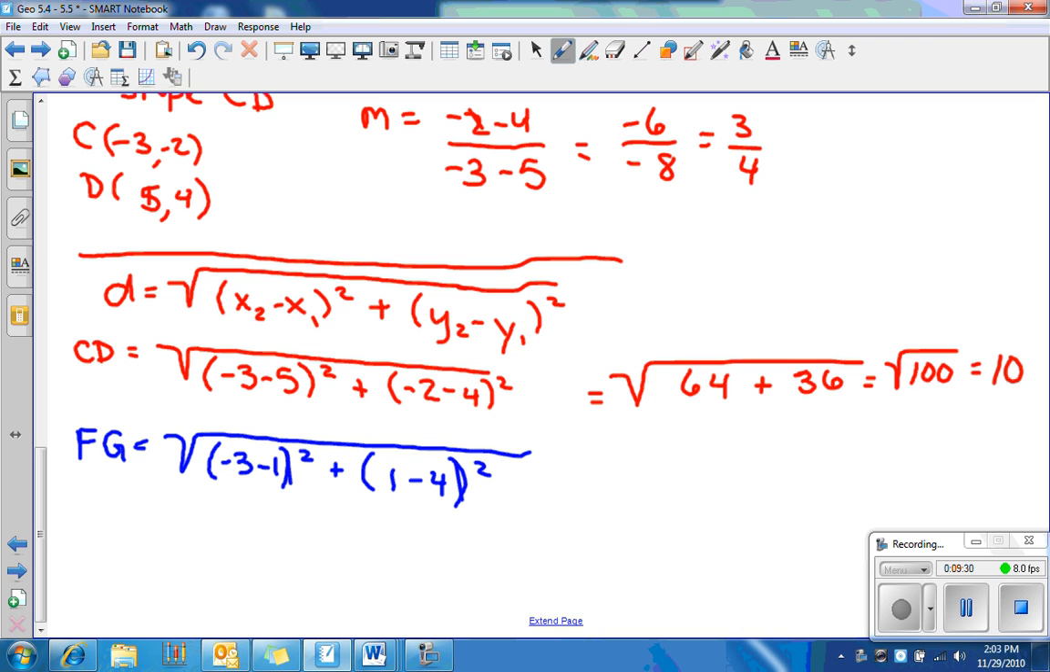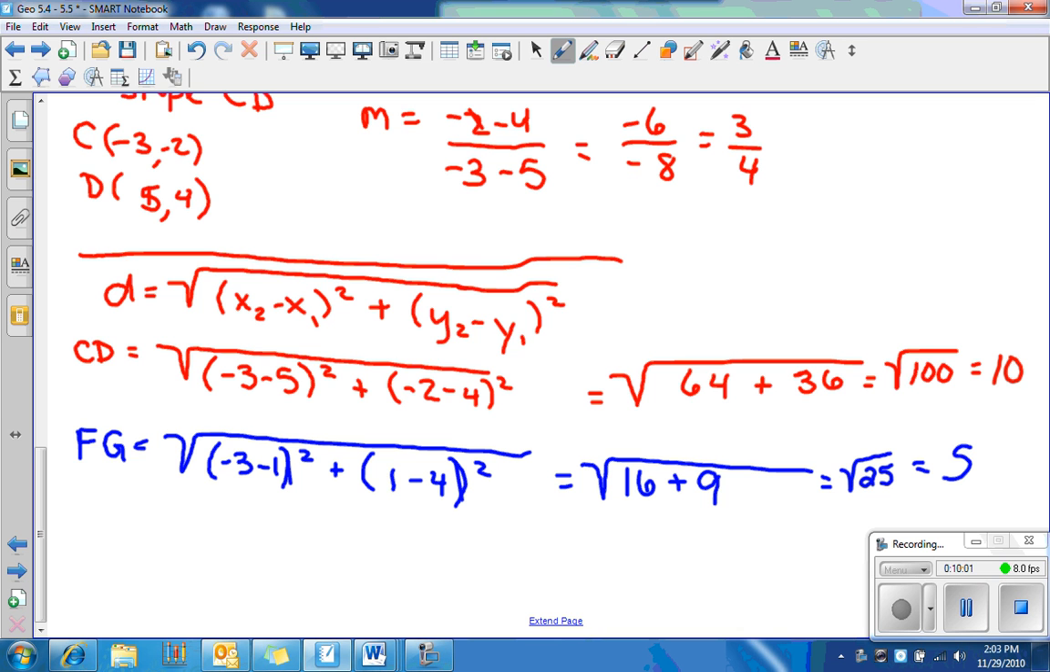square it. All right, -3 minus 1 is -4. -4 squared is a positive 16. Add it to 1 minus 4, which is -3. -3 squared is 9. Add those together, you get the square root of 25. What's the square root of 25? Okay. I want to prove that FG is half of CD. Did I? Yes.